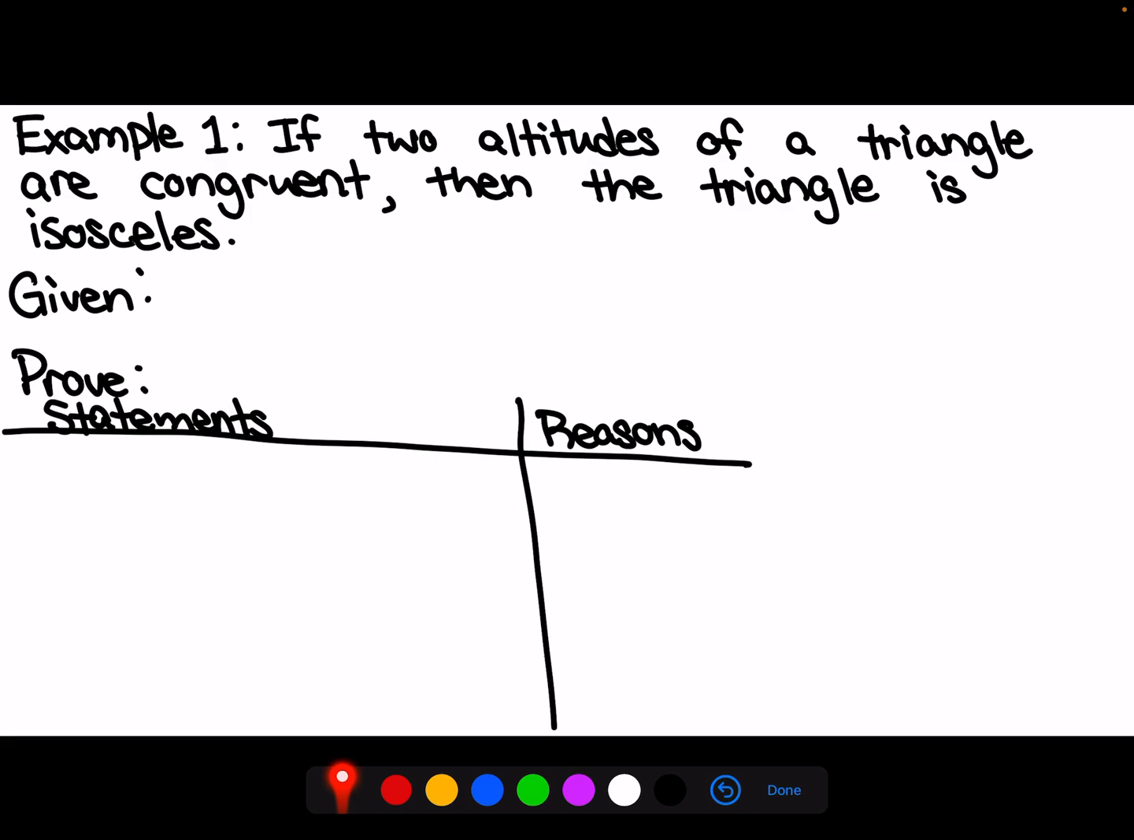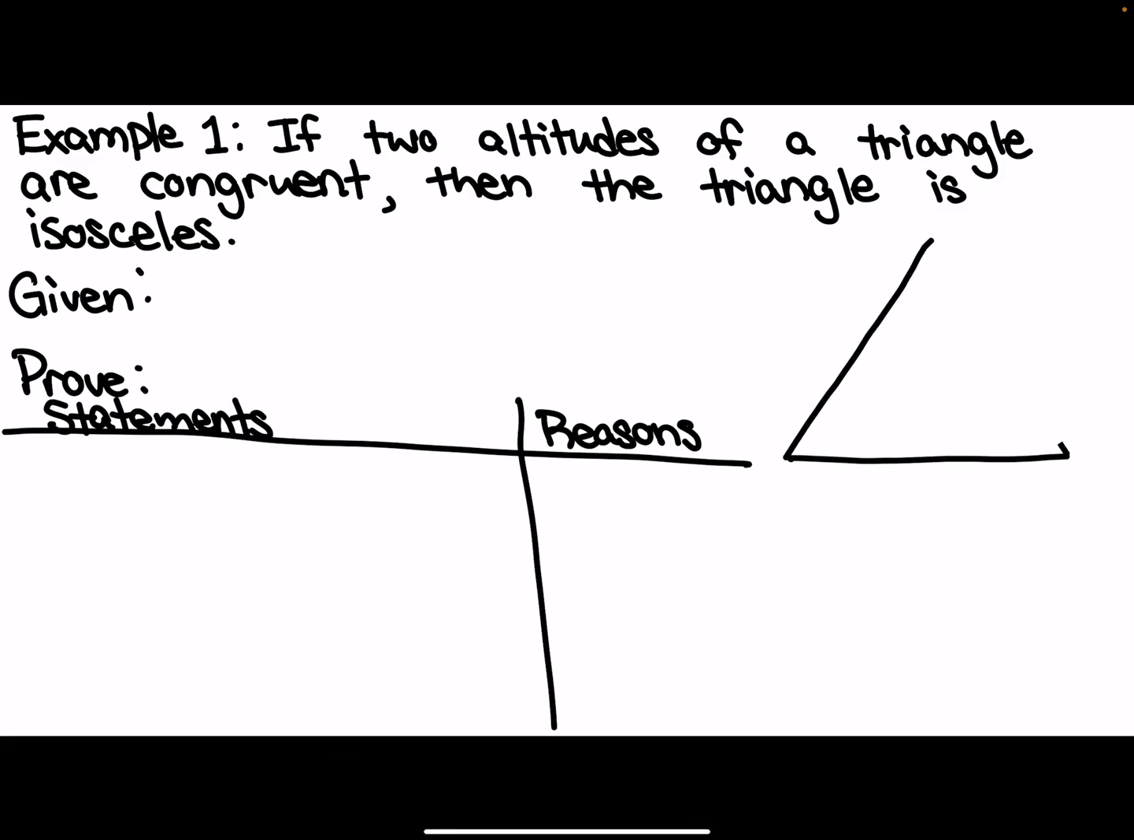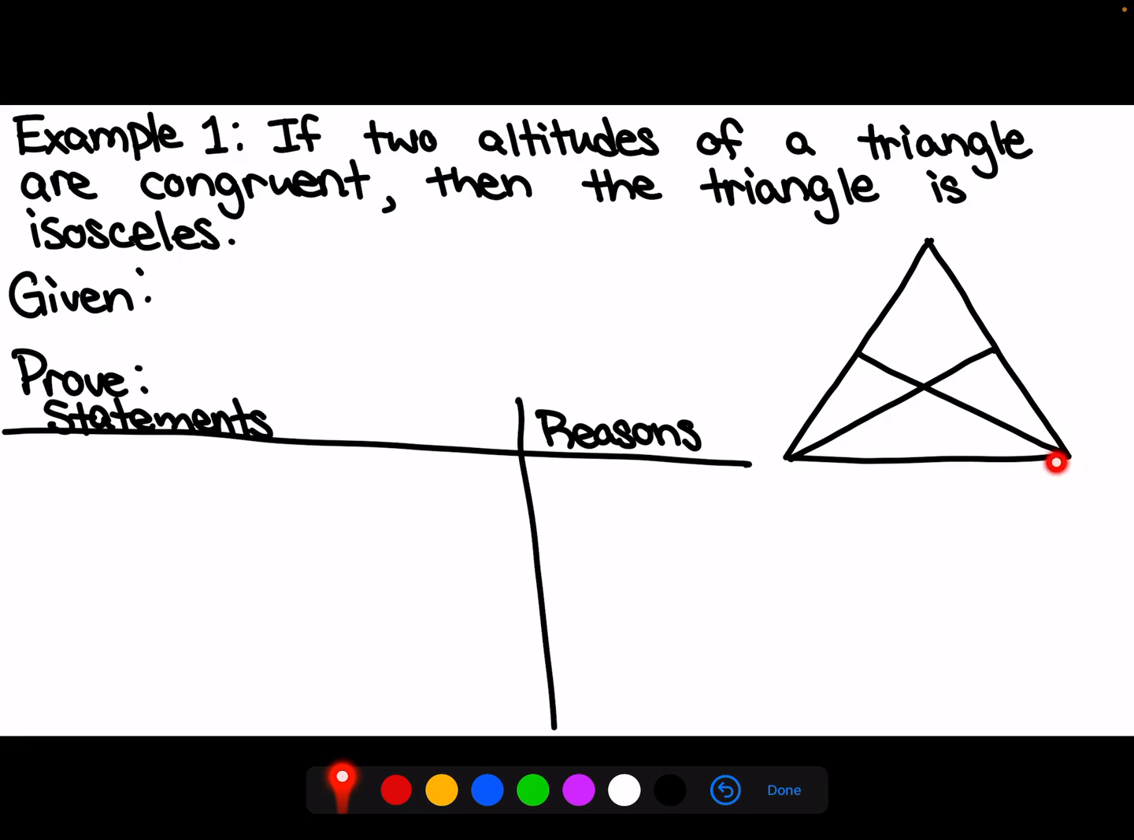You need to draw a picture of whatever we're dealing with in order to see what we actually have to work with. So in this case, they give us if two altitudes of a triangle are congruent. So what I need to do is I need to draw a triangle, and that triangle is going to have two altitudes. So let's go ahead and start off with that. Here's my triangle, and then I'm going to have two altitudes, and again, our altitudes go from the vertex of a triangle and intersect the opposite side at 90 degrees. That's the definition of an altitude. That's what an altitude is.